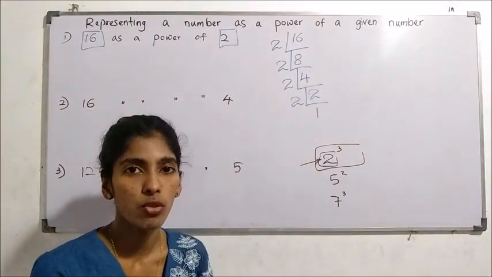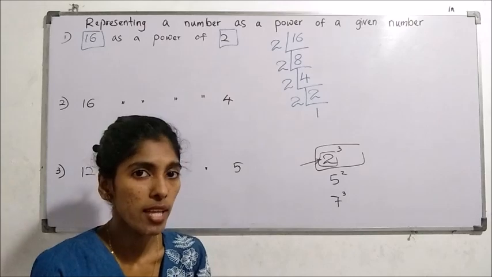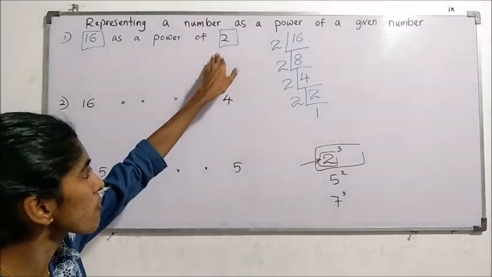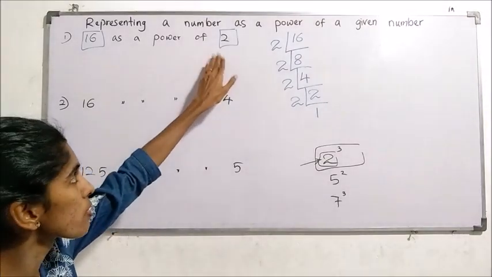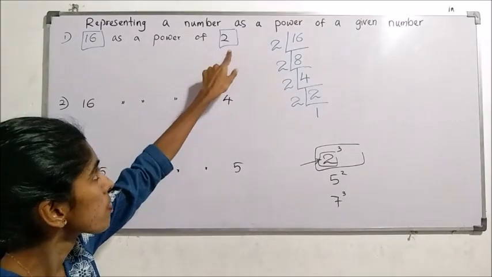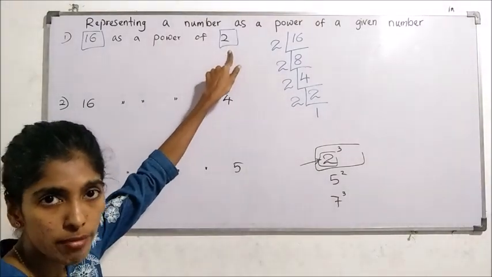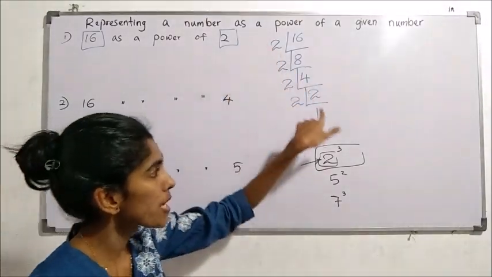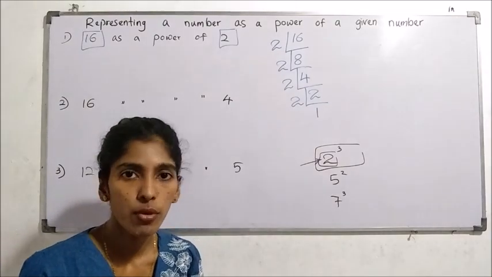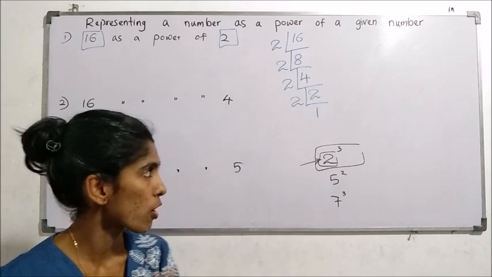we divide it by 2? It's not divisible by 2, no? Like that you may have a problem. But children, when we are given a whole number to write as a power of 2, there won't be any answer which is not divisible by 2. So no need to worry about that.